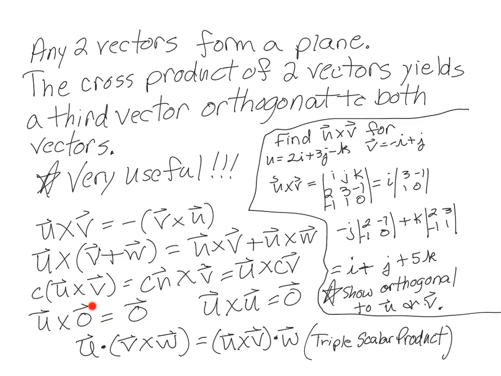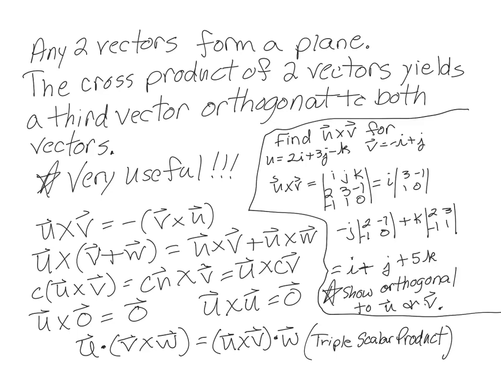Okay, when you cross any vector with a zero vector, you get the zero vector. That makes sense, right? Because one of those rows in your matrix is going to be all zeros. If you cross a vector with itself, you're going to get the zero vector. All right, let me say that again. You cross a vector with itself, you get 0. Anytime you cross parallel vectors, you get 0.